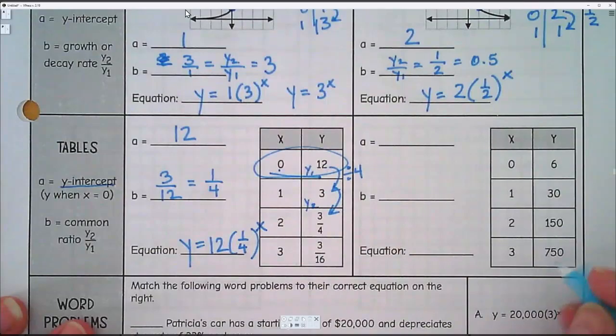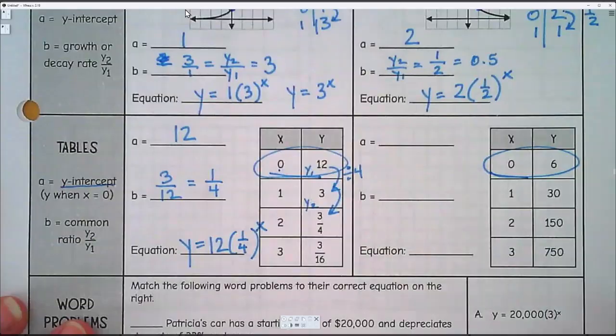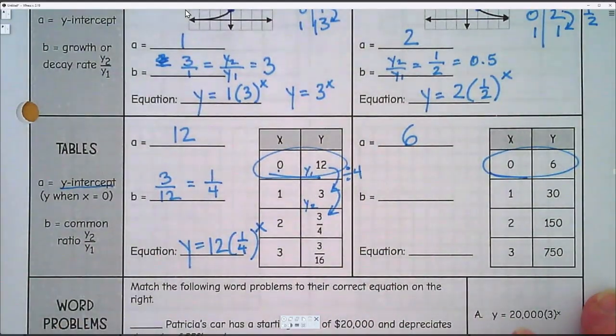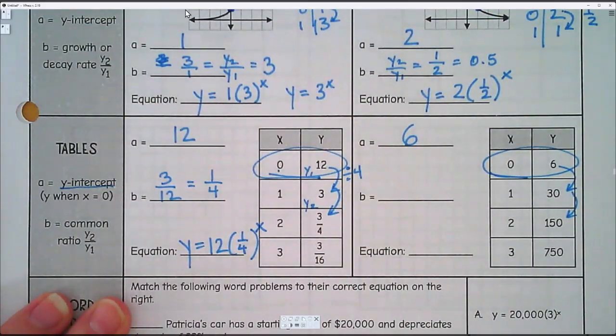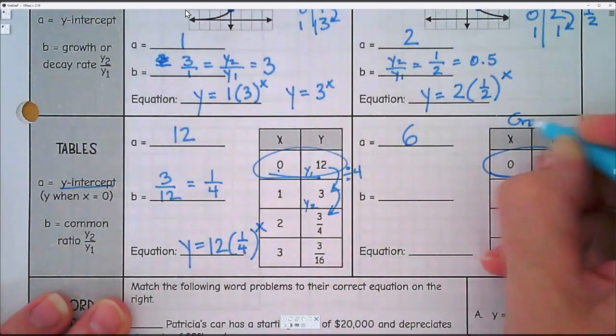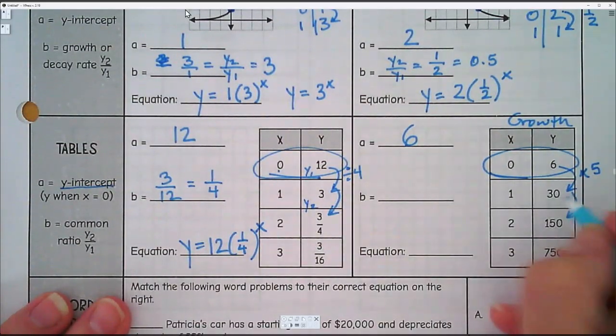Same thing over here. Where am I starting? My starting value is where 0 is on my table. So my a value, my initial value is y is 6. And as I look here, I can tell I'm going up. I'm growing. Okay, so we know this is a growth. It's going up. But how much is it going up by? Well, you might know that 6 times 5 gives you 30. But let's do it the math way.